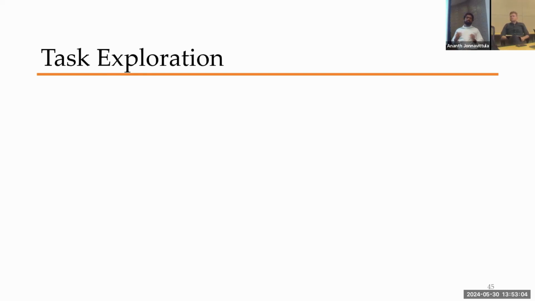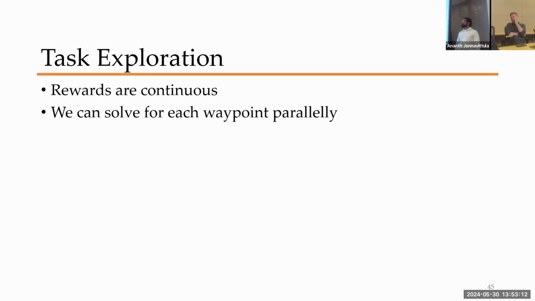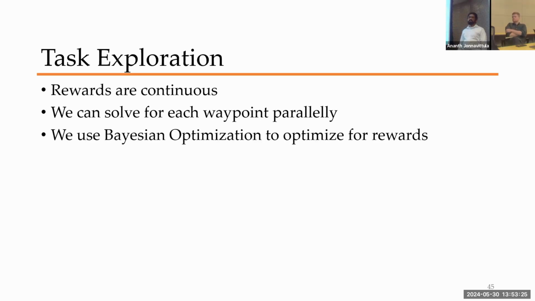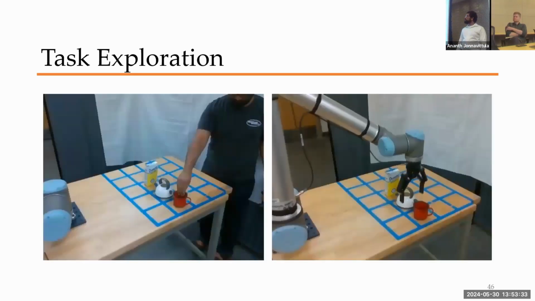Once we picked up, it simplifies the process from here on. We know the rewards are continuous, so we can use any of our optimization algorithms to solve for each of these waypoints in the rest of the trajectory. So if it's picking and placing, then for each of the other points, excluding the pick point, it would be the intermediate point, the place point, etc. We just solve for them individually. And we can use Bayesian optimization to do this. We're not tied to Bayesian optimization. You can use any optimization. We just use Bayesian optimization.